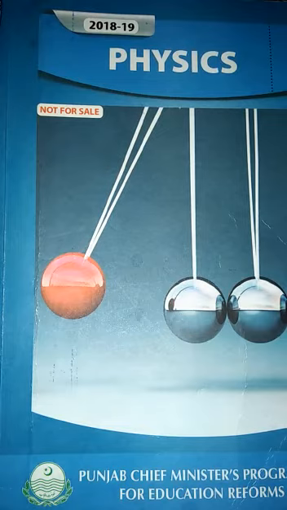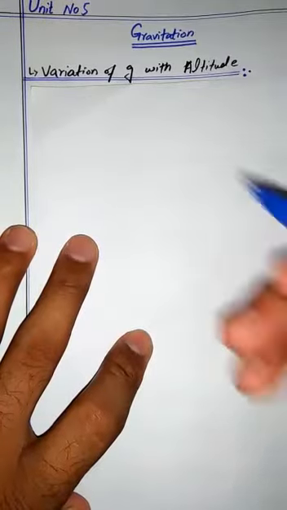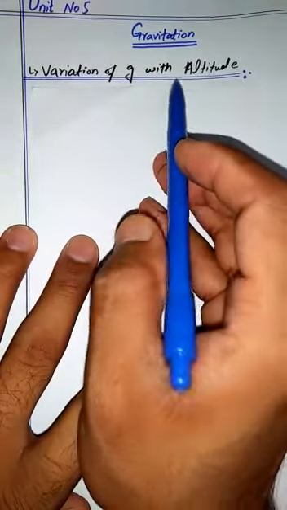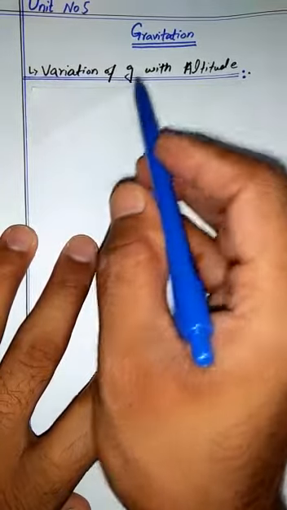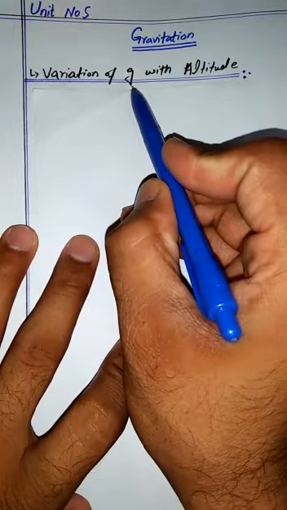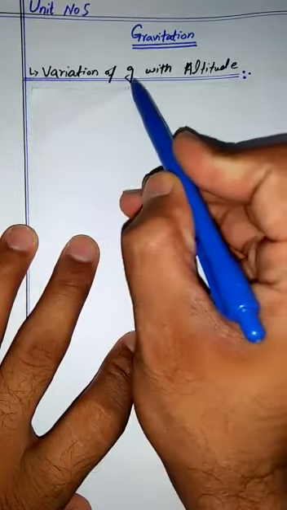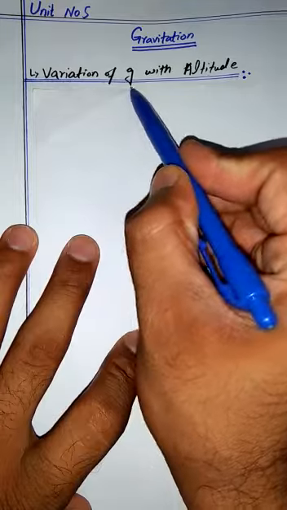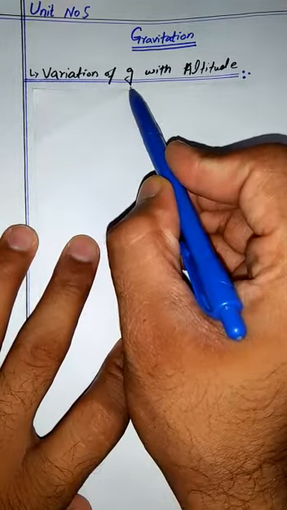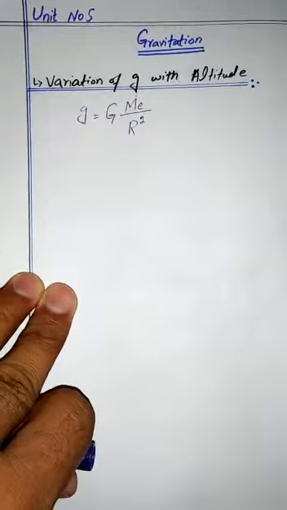Today our topic is the variation of acceleration due to gravity g with altitude. For finding this value, there is one equation which shows that the value of g is inversely proportional to the radius of the earth. Here is the equation.